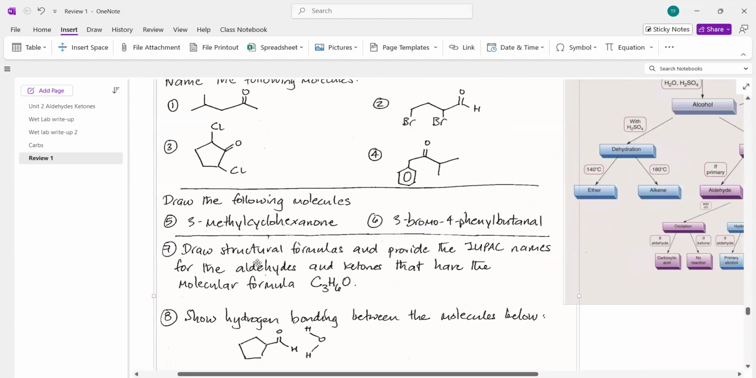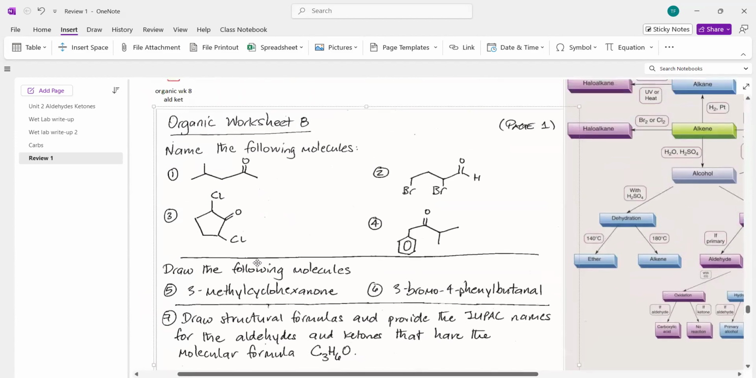Okay, like all tests, there's going to be naming and structures from names, and there will be reactions and, what else is left? Intermolecular forces. Okay, so let's look at some of these now.